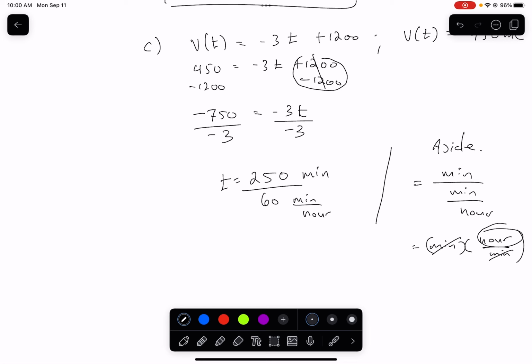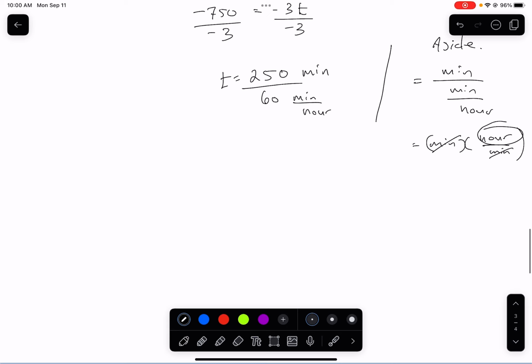Or 25 divided by 6? Use your calculator. Yes, Priya? 4.16. So what time is it? We know it's 11. It's what time? 3 something, right? Yeah, Thomas? 3:10. 0.16 of an hour is 10 minutes.